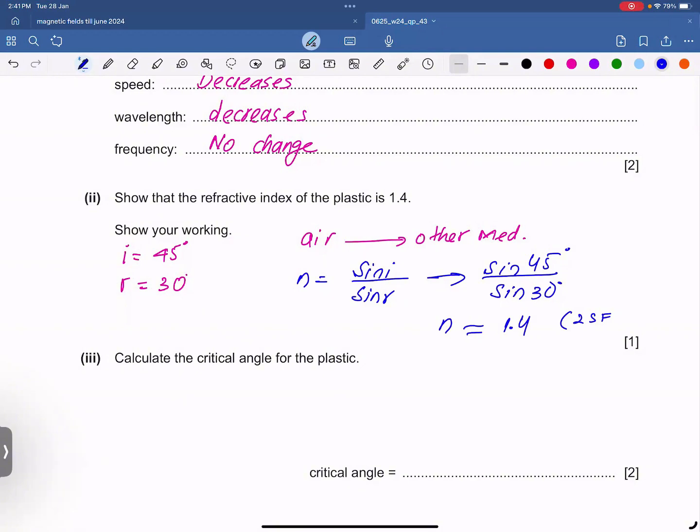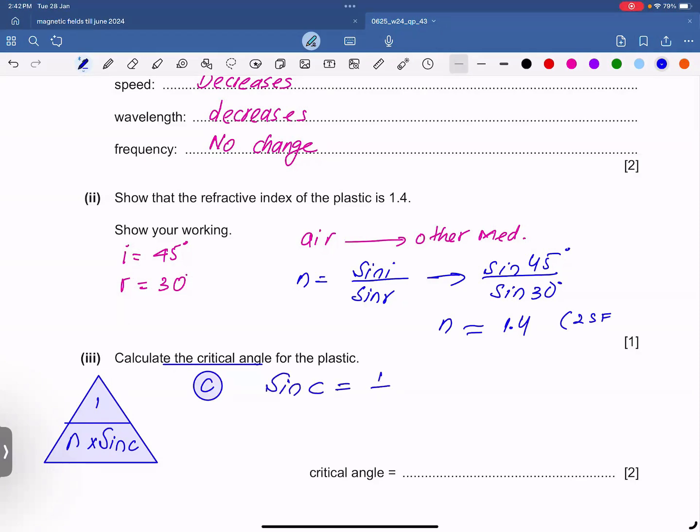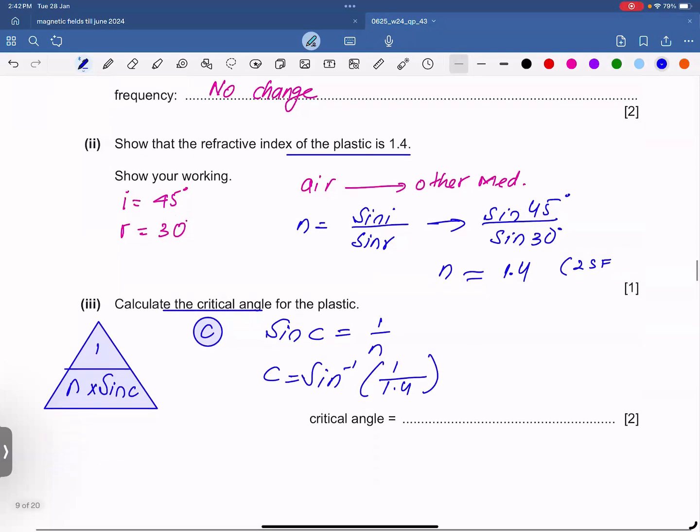Okay, calculate the critical angle. For the critical angle, you have the other equation, which is n equals 1 over sine of the critical angle. Here I'm using C for the critical angle. So sine C is 1 over n. C will be sine inverse of 1 over 1.4, because they ask us to show that. You can use the same value, and it comes to two significant figures as 45 degrees.